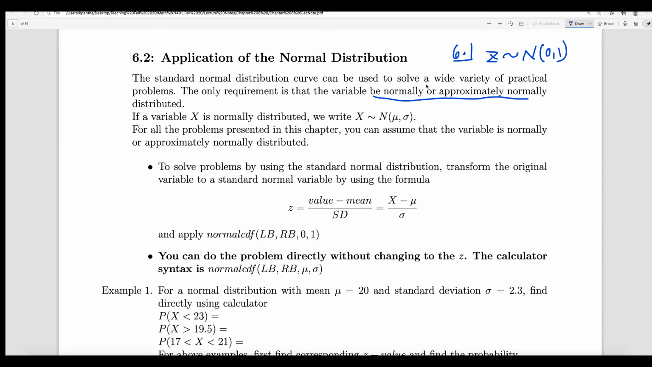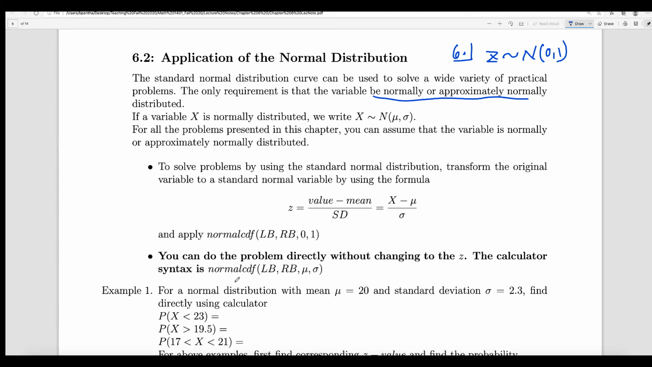But X can have non-zero mean or standard deviation different from 1. For all the problems presented in this chapter, you can assume that the variable is normally or approximately normally distributed. If G is given, you can use the calculator directly. If X is given, you can use the calculator directly too. But there is another way. There are two ways to solve problems from this. One way is you work with X directly. Another way is you change the X into G by using this formula, X minus mu over sigma, and then use normal CDF or inverse norm, whatever you need to use.